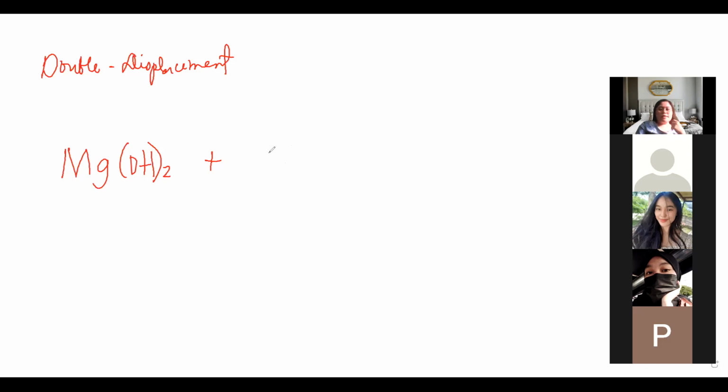Example, let's have magnesium hydroxide plus sodium phosphate. This is our given na reactants. So this one involves polyatomic ions. So before ta mag-exchange of partners, let us have the positive and the negative parts of the compounds first.